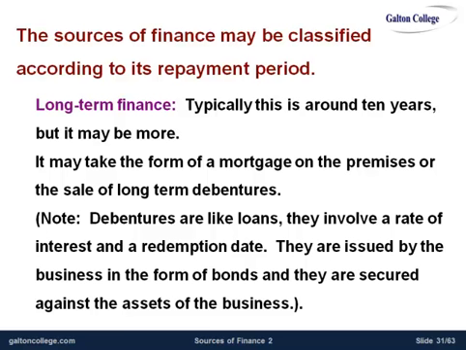Debentures are a special type of borrowing in this context. They're like loans. They involve a rate of interest and a redemption date. And they're issued in the form of bonds and secured against the assets of the business. By that I mean, if the business wants to raise money, it can issue these bonds, which is really a repayment date plus a rate of interest. And the bond is guaranteed by the assets of the business. That's what a debenture is.